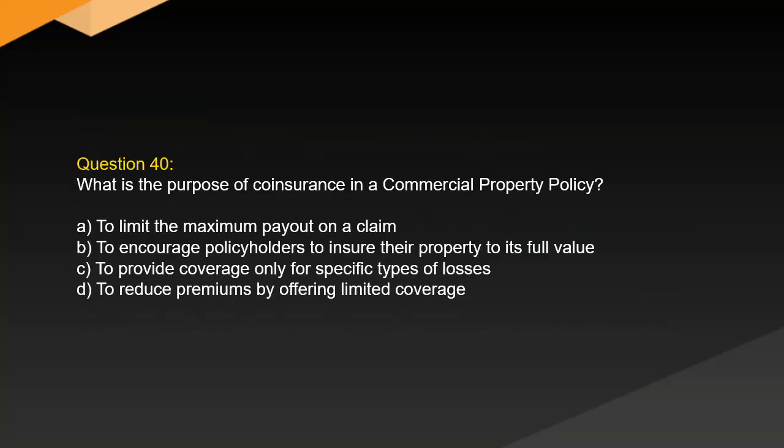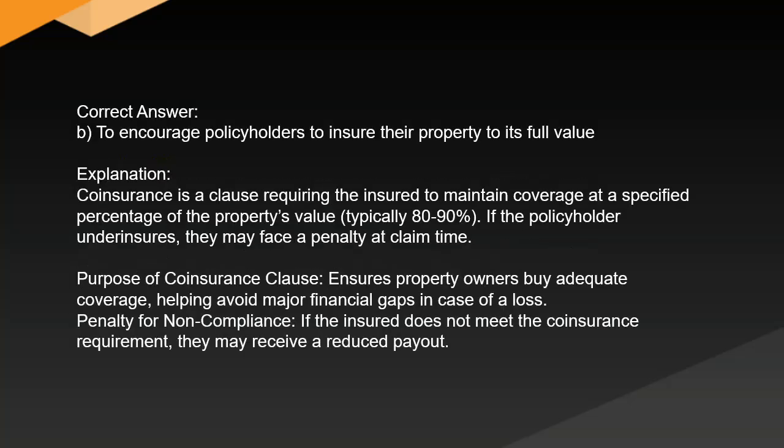Question 40. What is the purpose of coinsurance in a commercial property policy? A. To limit the maximum payout on a claim. B. To encourage policyholders to insure their property to its full value. C. To provide coverage only for specific types of losses. D. To reduce premiums by offering limited coverage. Correct answer: B. To encourage policyholders to insure their property to its full value.